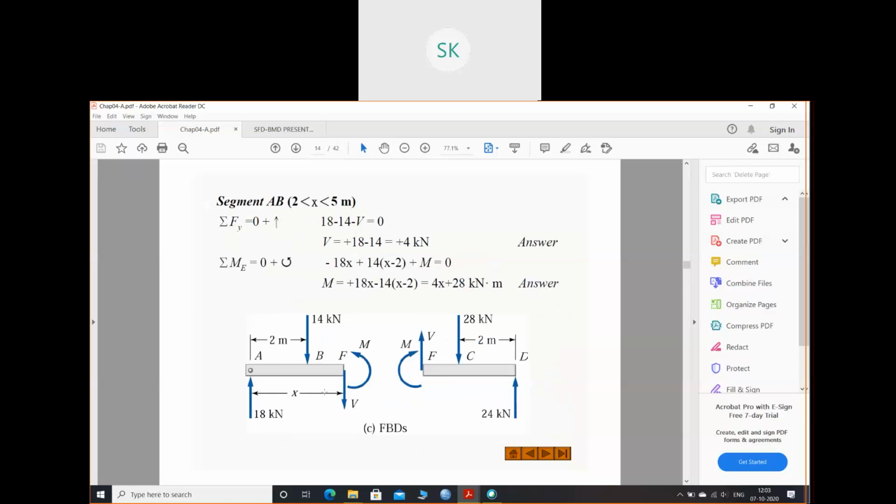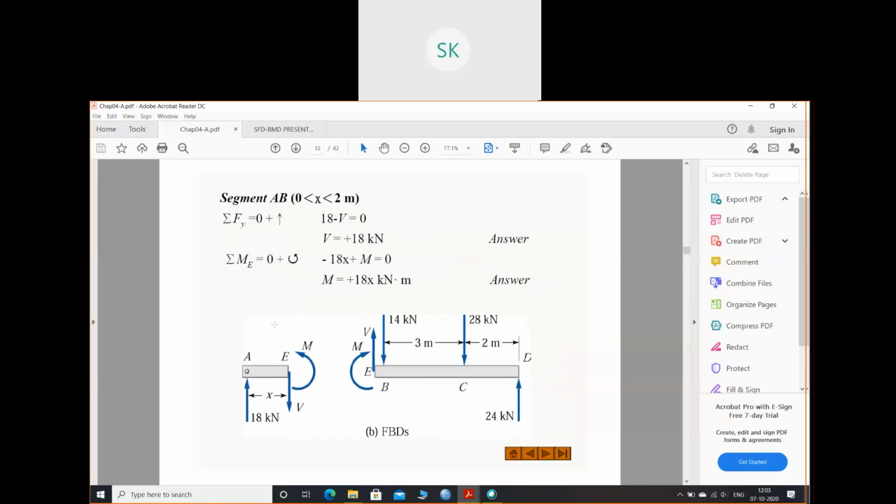Now for the first section, this is my free body diagram. Forget about this, they mistakenly put this section. Just consider this section. So this is the free body diagram. You have to use the equilibrium equation. Summation of all the vertical forces equals 0, so I'll get 18 minus V equals 0. V equals 18 kilonewton. V represents your shear force, right? We have discussed. So V is your 18 kilonewton.